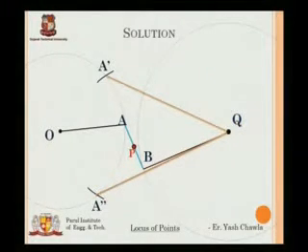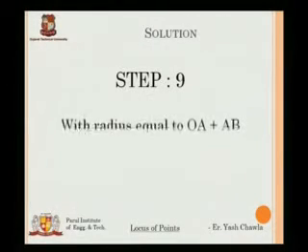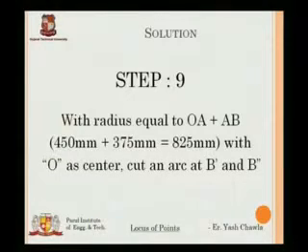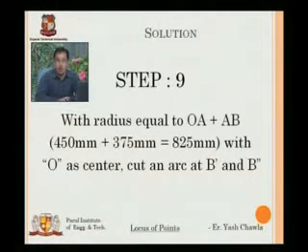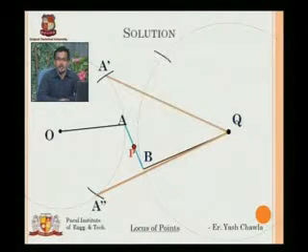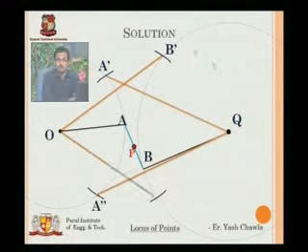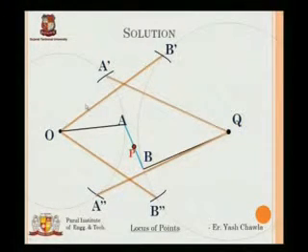Now similarly, I want to mark the arcs for my BQ. So I will again take radius equal to OA, that is my other crank, plus the connecting rod, that is 450 mm plus 375 mm, that is 825 mm, and with that and center as O, I will cut an arc at B dash and B double dash. This is again OA plus AB and again OA plus AB.